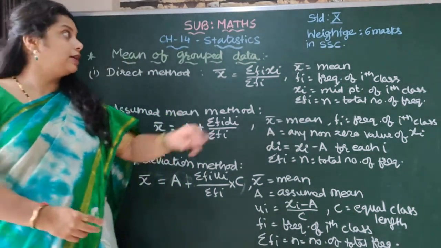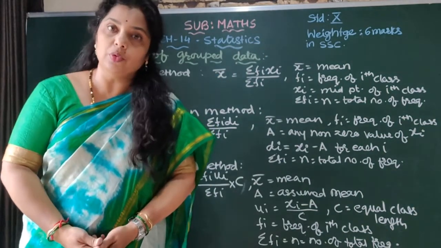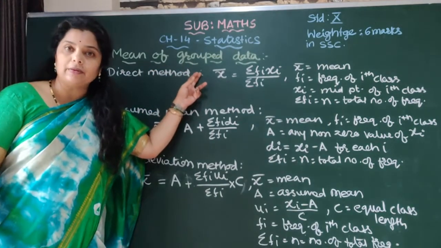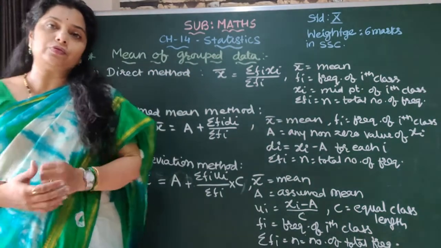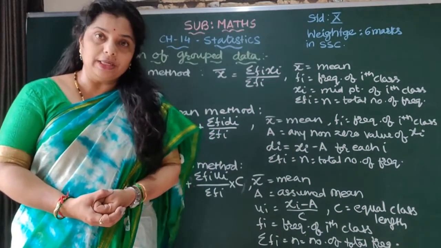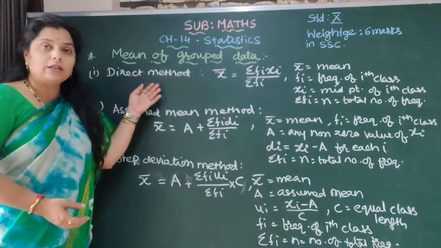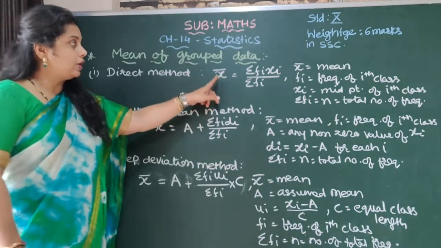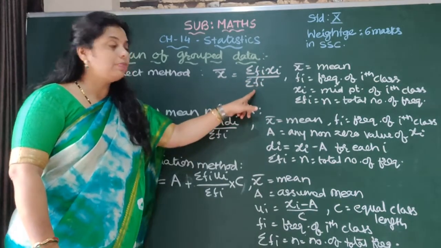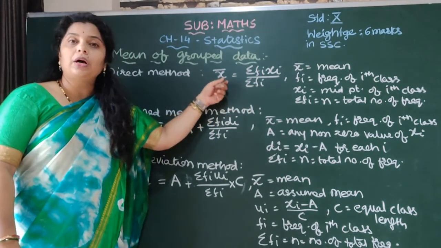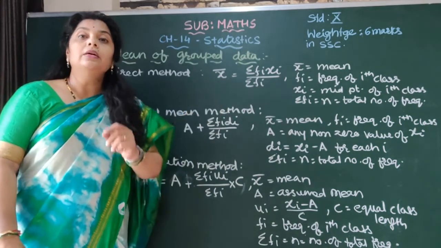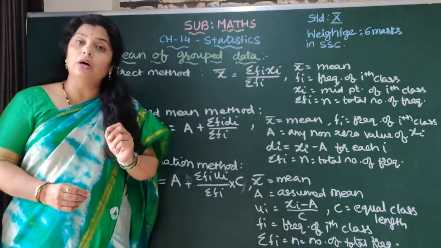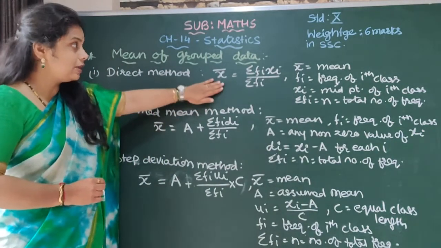As I told you earlier, its weightage is 6 marks in board. And the first topic of chapter number 14 is mean of grouped data. So there are a total of 3 methods to find out mean for grouped data. So let's see which are they. So first is the direct method. x bar is equal to sigma fi xi by sigma fi. This formula you can apply already in finding the mean for ungrouped data also. Okay, this is the same formula.